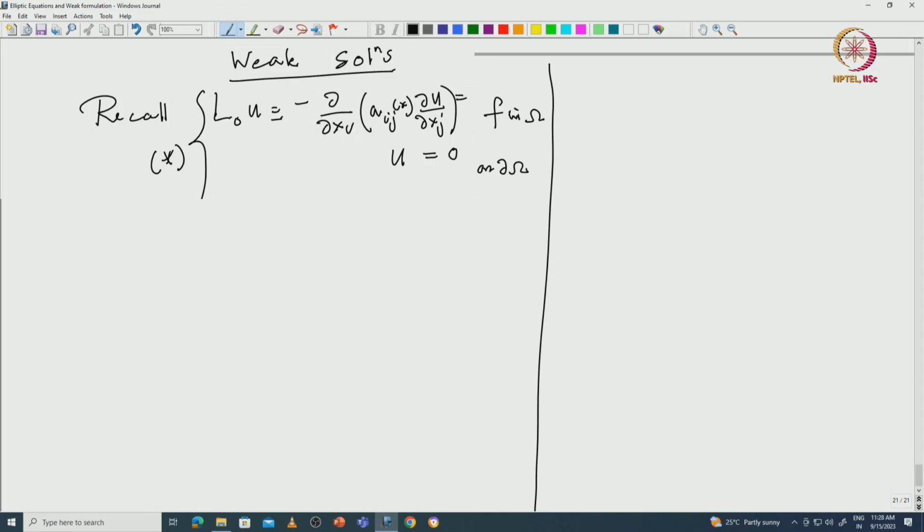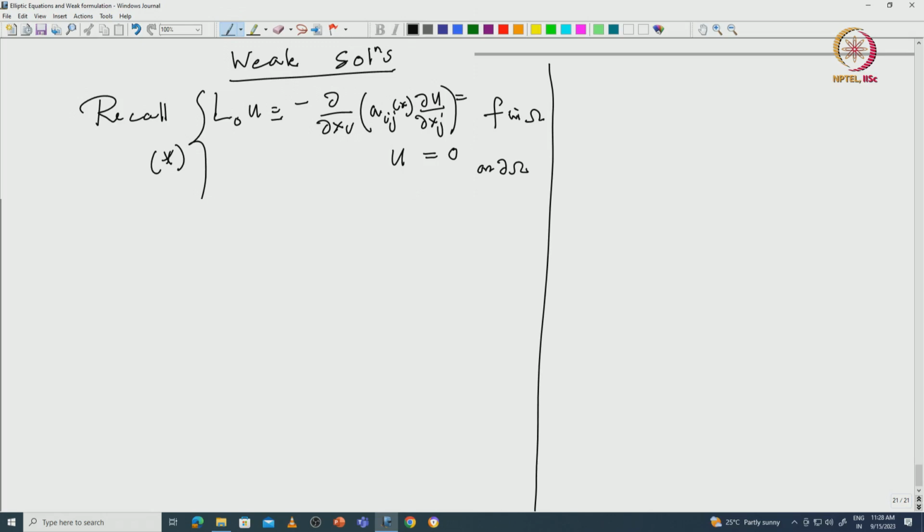So, how do you get the weak formulation? We have done it already, but now we are actually going to prove the existence by applying the Lax-Milgram lemma. So, multiply this equation star by v. You can start with v smooth, and then by a density argument, v from H1 naught of Omega, and integrate by parts to get the weak formulation: integral of Aij of x du by dxj dv by dxi equal to integral of fv. No boundary terms.